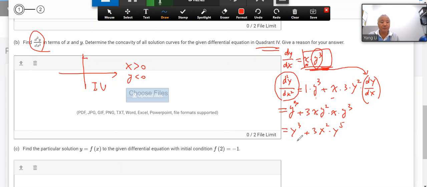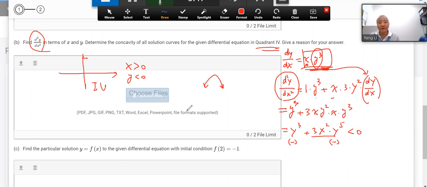So right now, because y is negative, x is positive, and the square is still positive, but this overall is negative. This is always negative, so this is less than 0. If the second derivative is less than 0, what does that mean? It means the function opens down, concavity down, okay, concave down.